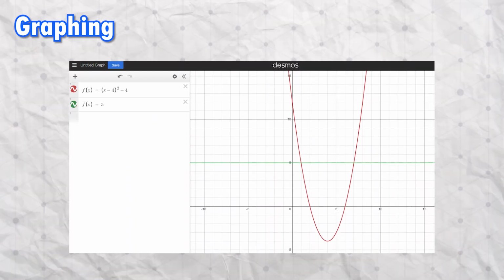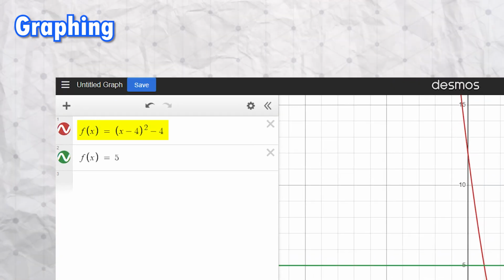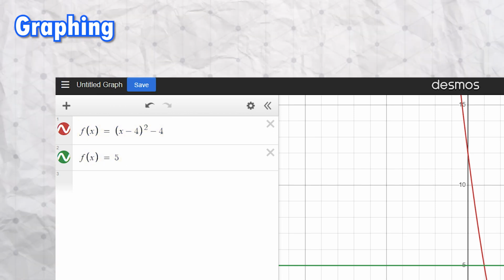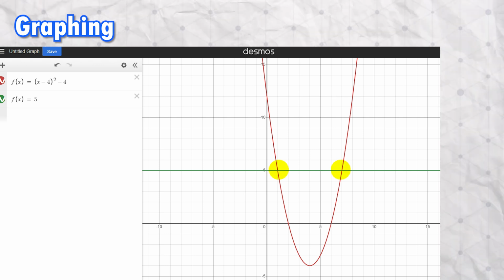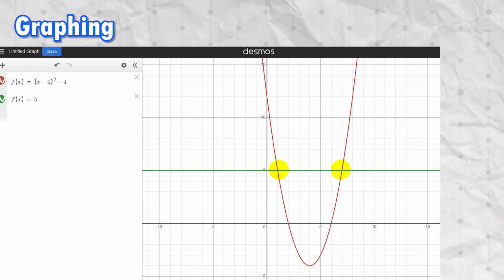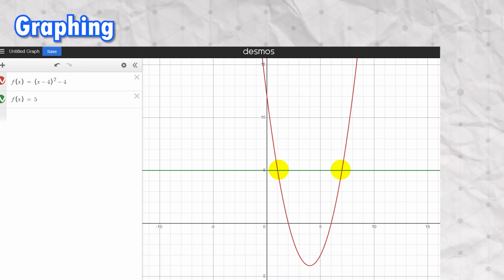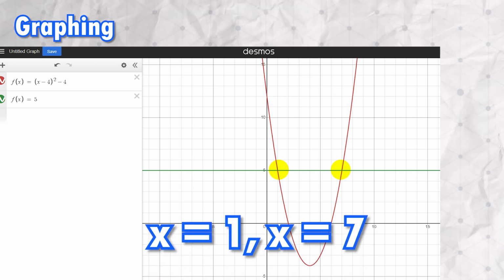In this example, let's try f of x equals (x minus 4) squared minus 4. And we're trying to solve this for f of x equals 5. When we graph this out, we can see that the parabola intersects f of x equals 5 two times. The two x values that touch this line are the solutions to solving the parabola, given f of x equals 5. In this case, the two x values are x equals 1 and x equals 7.